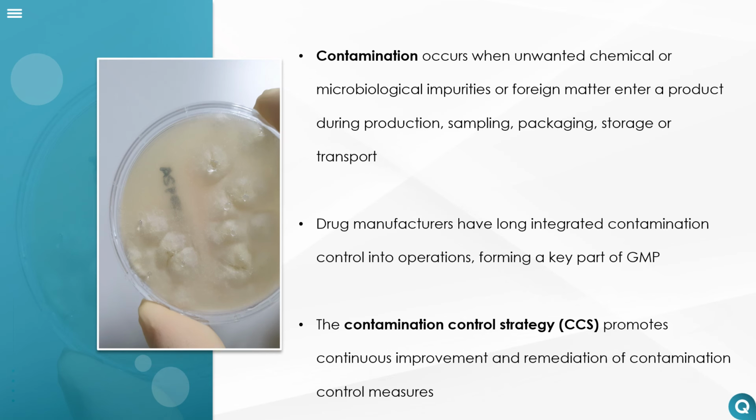Contamination in pharmaceutical manufacturing occurs when unwanted chemical or microbiological impurities or foreign matter enter a product during production, sampling, packaging, storage, or transport. To address this, drug manufacturers have incorporated contamination control measures into their operation. These measures form part of Good Manufacturing Practices or GMPs. Central to this effort is the Contamination Control Strategy or CCS. The CCS is designed to promote continuous improvement and remediation of contamination control measures. By implementing a robust CCS, manufacturers ensure that they consistently produce high-quality products while minimizing the risk of contamination.